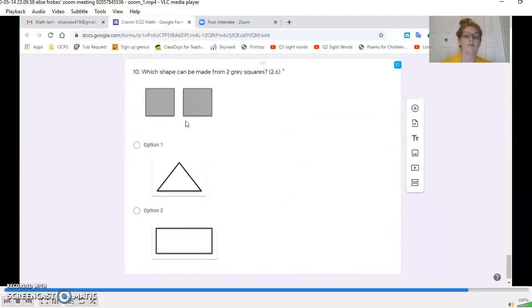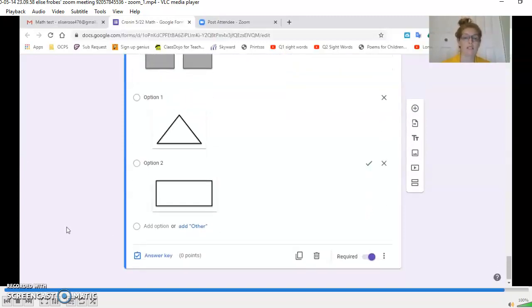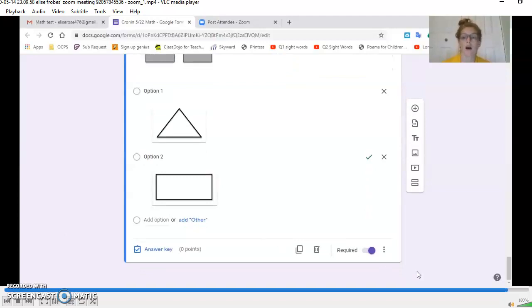Number 10 says, which shape can be made from two gray squares? So you see right here we have two gray squares. There's one and there's two. Which shape can we make with those two gray squares? Option 1, this shape, or option 2, this shape? Pick your best answer. Alrighty, make sure you remember to click submit at the bottom so we can see your answers.